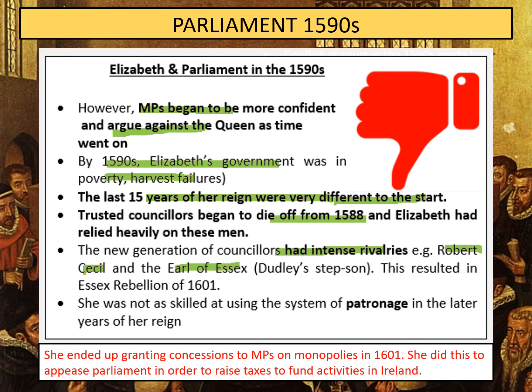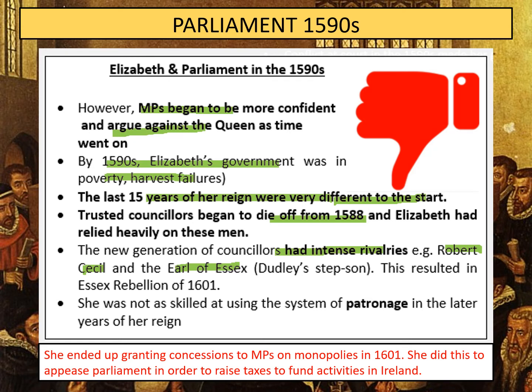Some historians have suggested that Elizabeth lost control of Parliament in the 1590s, and some have even gone as far as suggesting this eventually led to the civil war between Charles I and Parliament in the 1640s. It certainly is true that Elizabeth did struggle more with Parliament later on in her reign, and we can see that she ended up giving in to them more than she used to previously.